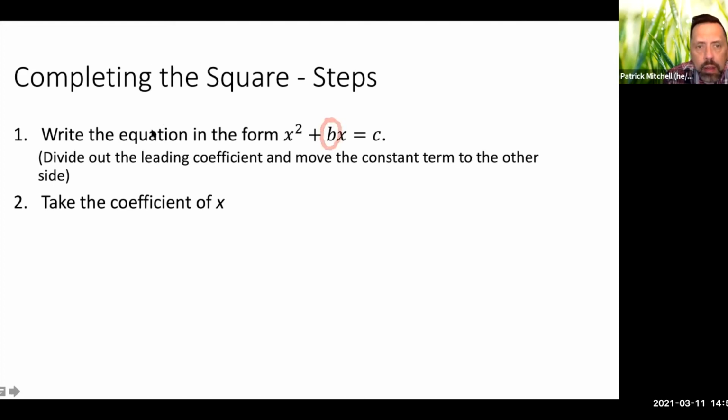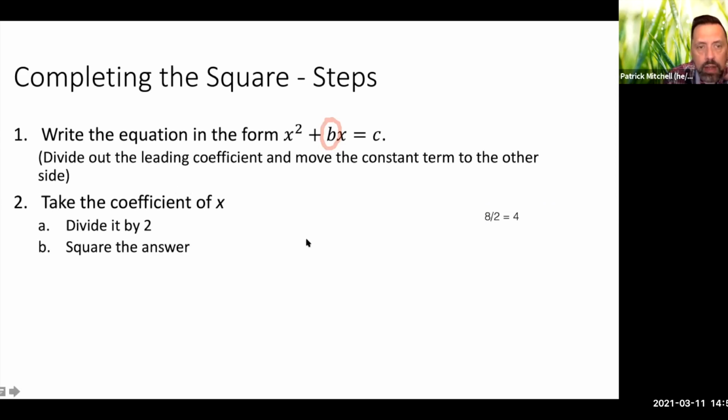You're going to take that number, you're going to divide it by 2. So let's think about how this looked with the example we just did. In the example we just did, this number was an 8. So step 1 would be 8 divided by 2, which comes out to 4.